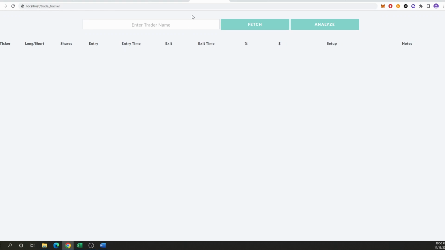So the first thing you want to do, this is the page where you can view your trades that you've recorded, right? So I enter my name. If I press fetch, it'll populate a list that shows the asset that I traded, whether I went long or short. Longing is buying, shorting is short selling, right? Number of shares I bought or sold, entry time, exit time, the percentage win or loss, the dollar amount win or loss, the setup, which I'll explain later, which is kind of the strategy, and any notes, right?